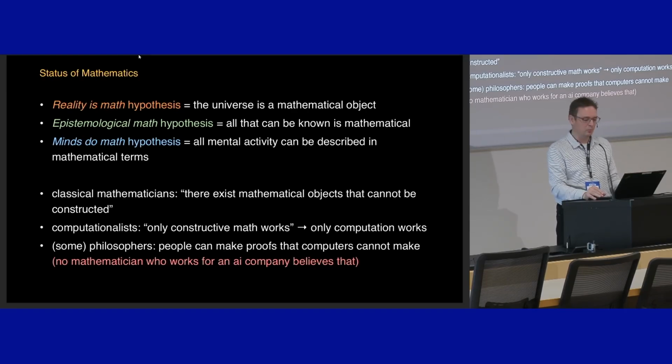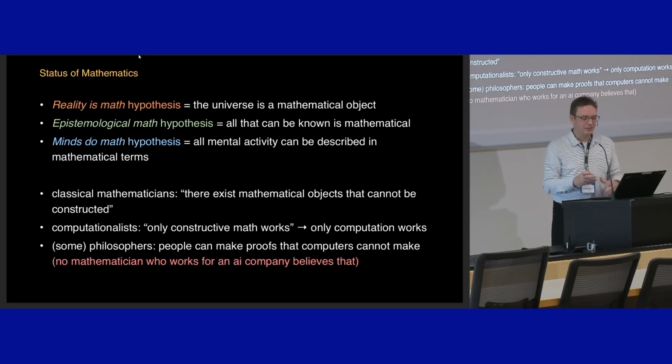And if you look at the start of mathematics, we can look at the hypothesis that reality itself is a mathematical object. Then there is the idea that everything that can be known is mathematical because it needs to be represented in some kind of language, and mathematics is the domain of all the languages. And then there is the hypothesis that minds are what does mathematics. So all mental activity can be described in mathematical terms.